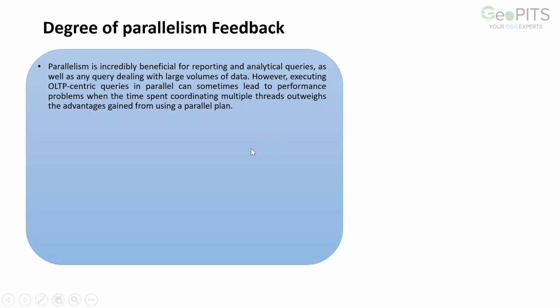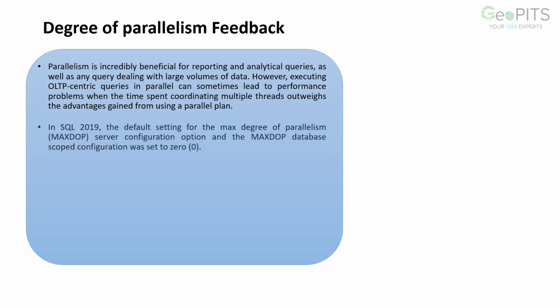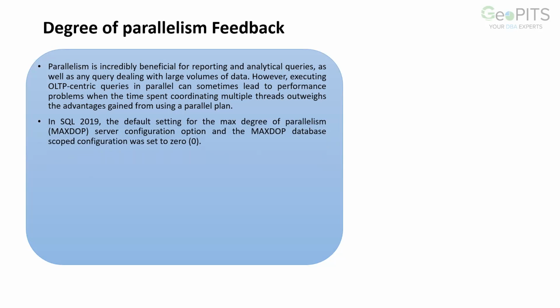In the next part, we jump into degree of parallelism feedback. Parallelism is used for reporting and analytic queries, where we have a large volume of data, so based on the data we have to spend a lot on parallelism. In SQL 2019, we had the max degree of parallelism option, with the database scoped configuration set to 0, so it occupied as many processors as were provided.